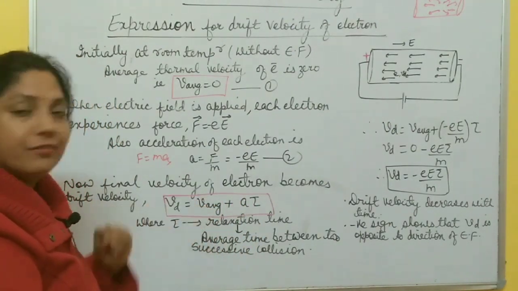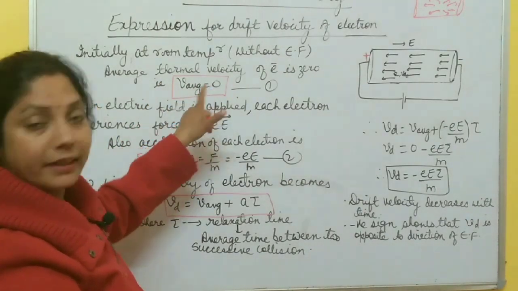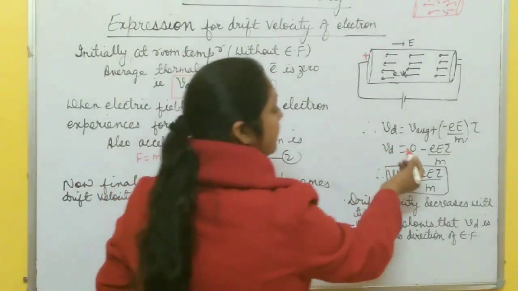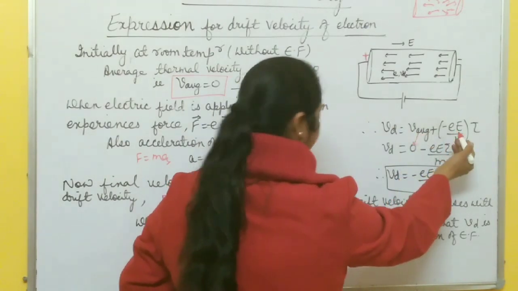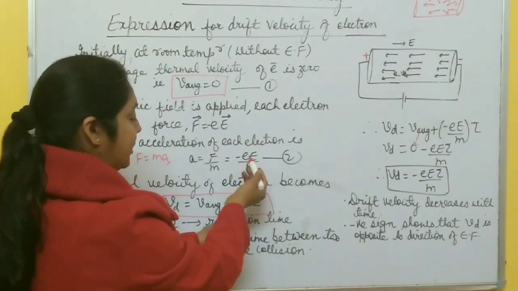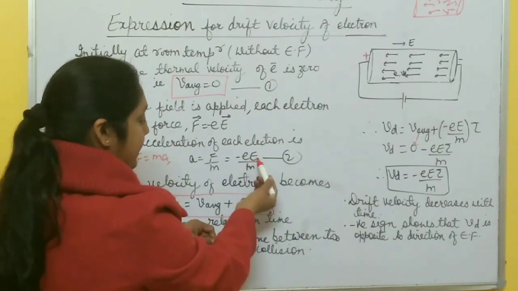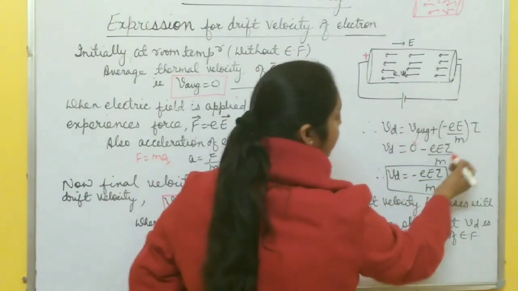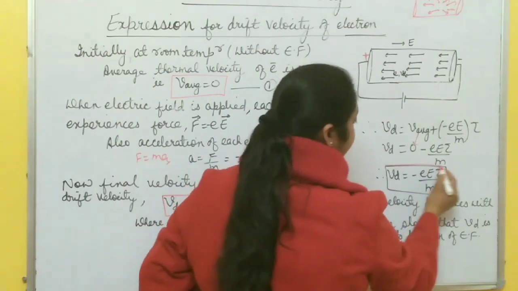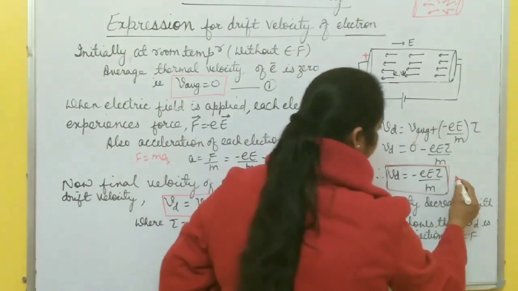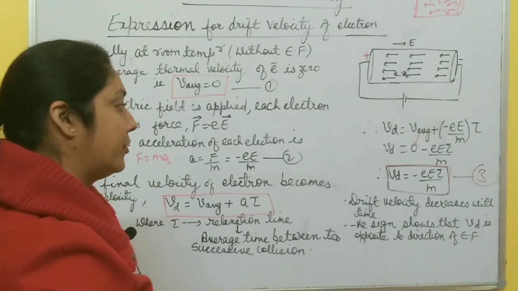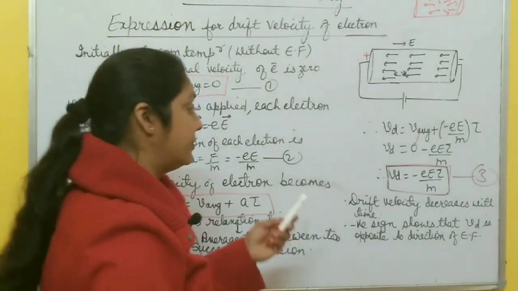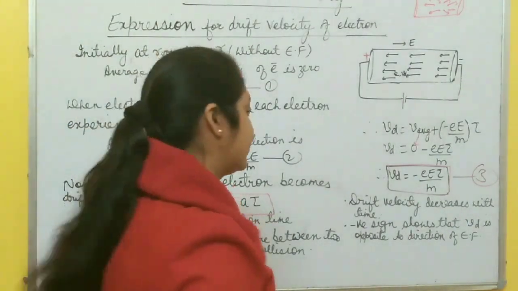So the total velocity becomes drift velocity. You know, V average is 0 when no electric field is applied. So this Vd becomes minus, this is 0. You put the value of A from equation number 2, minus E by m into tau. So Vd equals minus E tau by m. This is the final expression for drift velocity of electron. You must remember this formula. It's very useful when you are solving some numericals, right?